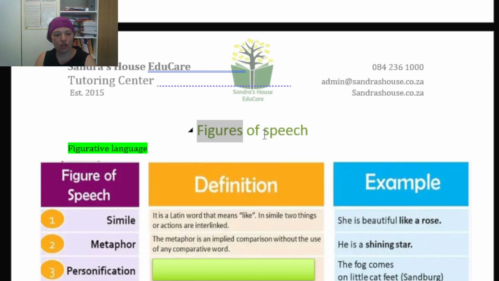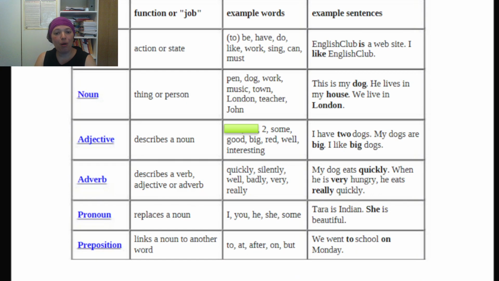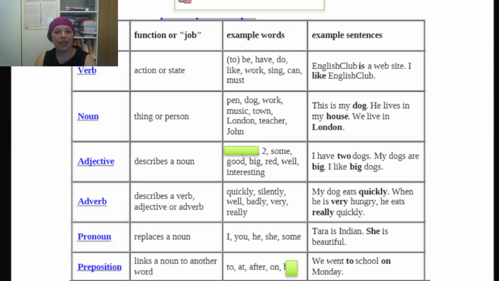So, figures of speech is figurative language. So, dit is 'n manier om 'n taal te gebruik wat nie 'n letterlike betekenis het nie. Terwyl parts of speech is a part of speech, of sentences.